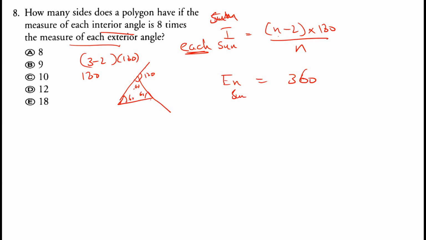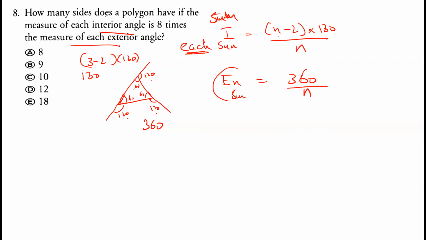This angle would be 180 minus 60, which is again 120. And this angle would be again 120. So 120 plus 120 plus 120 is also 360. The sum of all exterior angles is always equal to 360, no matter how many sides there are. But if each side is equal, then this would be divided by n.